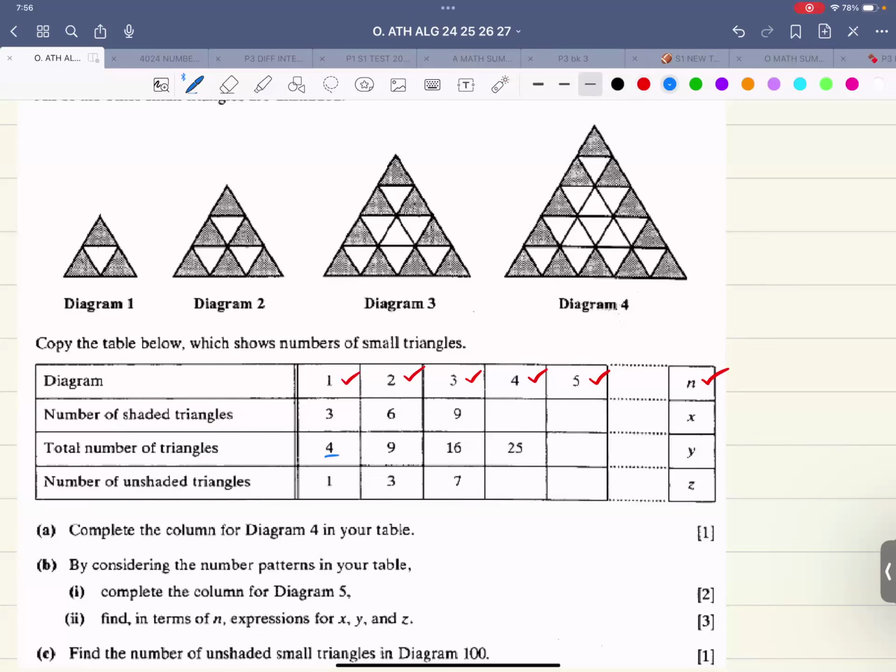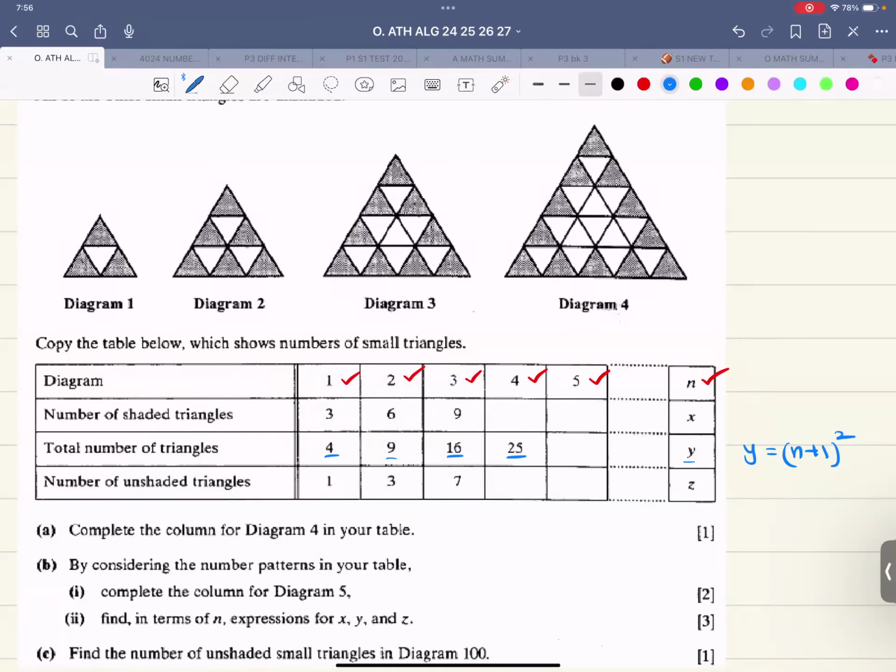This is 2 squared, this is 3 squared, 4 squared, 5 squared. So y is basically n plus 1 whole squared. It's square numbers. For the first diagram, this is 1 plus 1 whole squared. For the second diagram, 2 plus 1 whole squared. For the third diagram, 3 plus 1 whole squared. So therefore y is n plus 1 whole squared. I'm first looking at the diagram and then filling in whatever I feel is necessary.